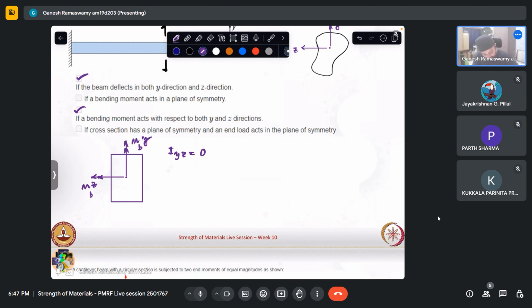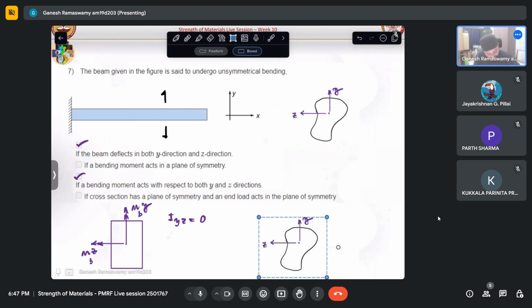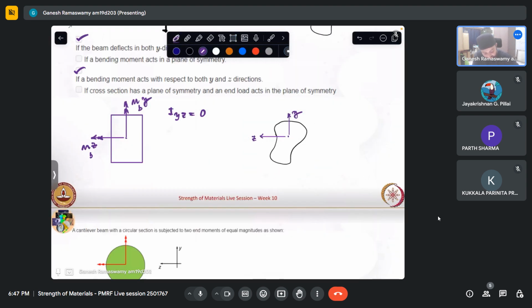Or if I were to take this case, which does not have a symmetric section, meaning IYZ, the product of inertia, is no longer equal to zero. Why do I say that? Let us say I divide this. These are not equally distributed. So if I were to take the product of inertia, I'm sure all of you are aware of how to take that.